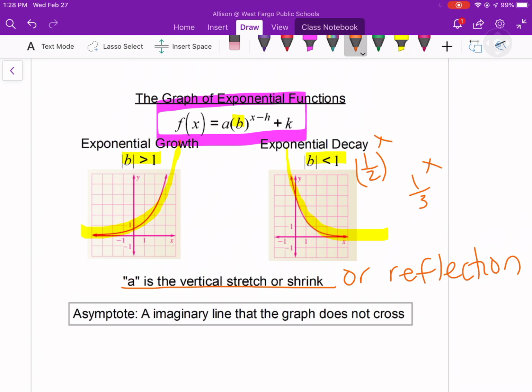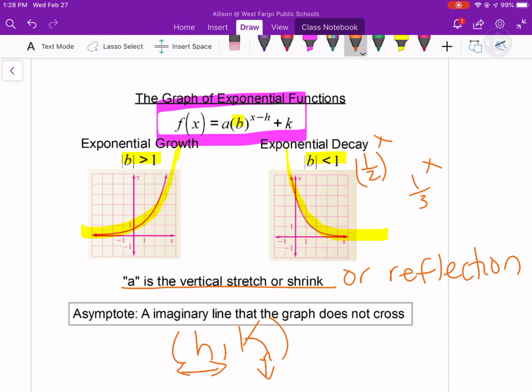And H and K that you see in that equation are the horizontal and vertical shifts. The H is going to shift it left and right, and the K is going to shift it up and down. So the K is like the starting point, kind of like a y-intercept, but it shifts it up and down. The H value shifts it left or right.